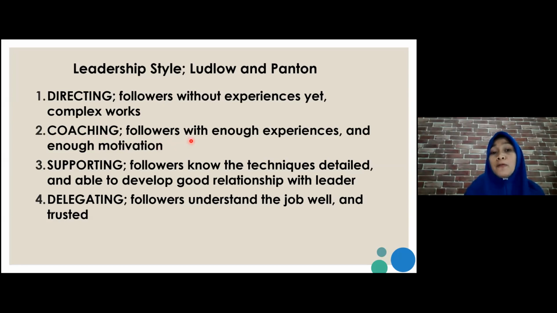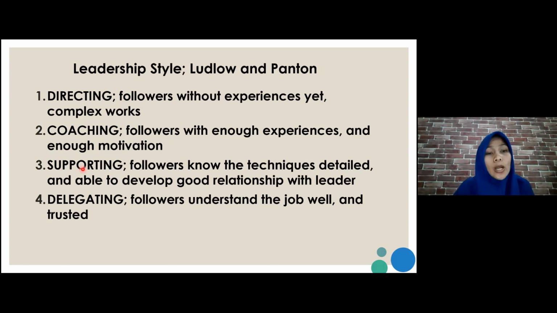Coaching style is for followers with enough experience and enough motivation. Your worker is not a newbie, but his experience is not so much, and your worker still needs motivation. So just do the coaching style. As a coach, giving guidance, right? Different from directing. In directing, we guide in detail. We give instructions in detail. But in coaching, it's not. We give him motivation.